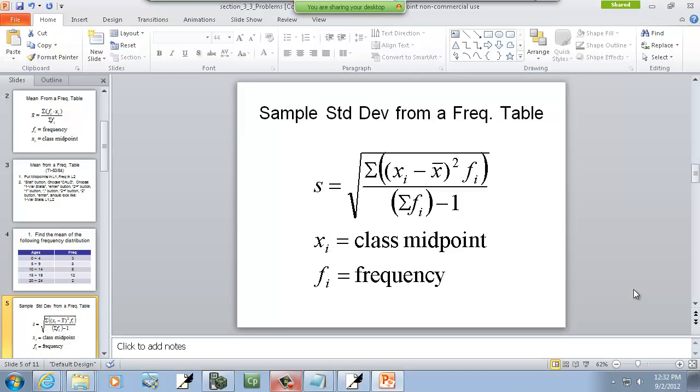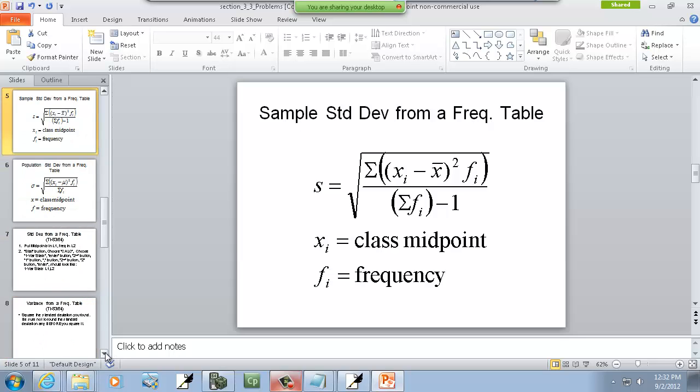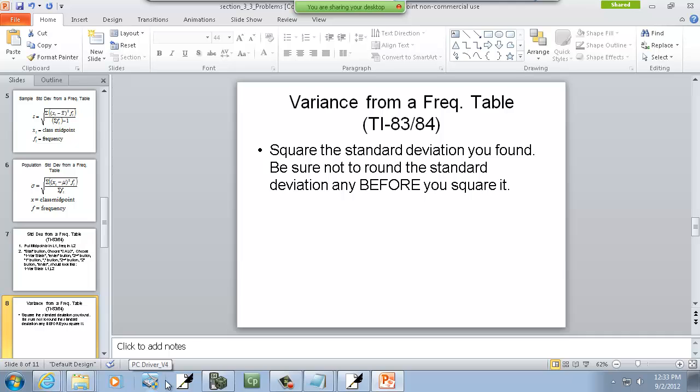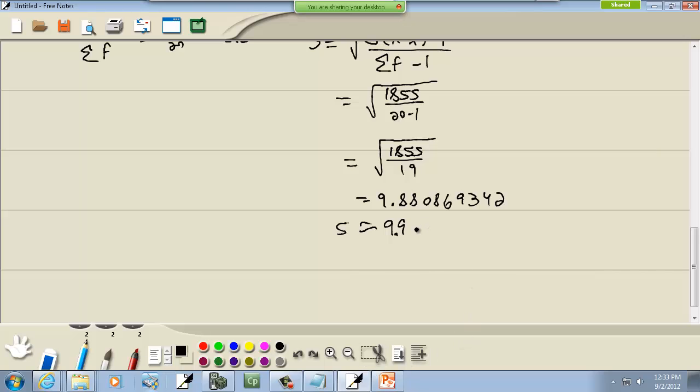Let me do one more thing before I show you how to use technology. I'm not going to do the population standard deviation. Basically the same formula, except we don't do a minus 1 down here. Variance: square the standard deviation you found. Be sure not to round the standard deviation any before you square it. And I put all these decimal places here because when I'm finding the sample variance, I'm going to take all these and press my x squared and press enter. And then we get 97, and I'm going to round this because I'm not going to need it anymore. So 97.6. So this is our sample standard deviation, that's our sample variance.